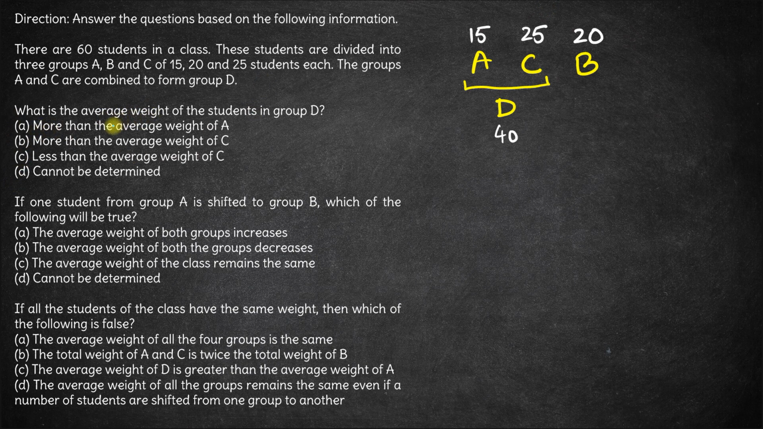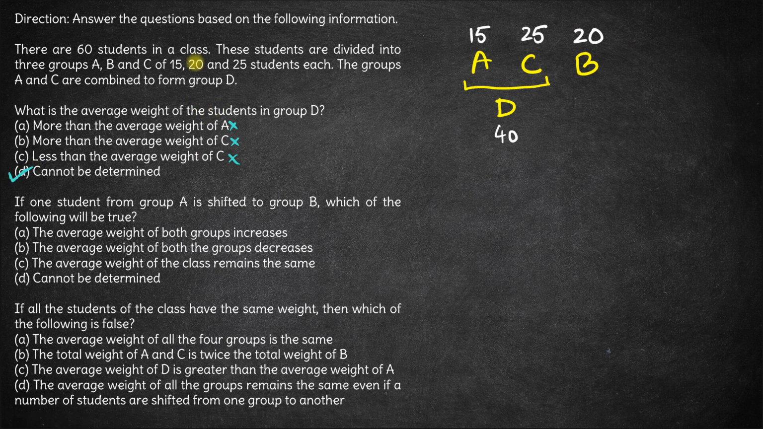First option: is the average of group D more than the average weight of group A? Since nothing is mentioned, how can we know? So we cannot be sure about option A. Option B, more than the average weight of C. Again, since nothing is mentioned about the average weight of A, B, C, nothing can be said for option B as well. Option C, less than the average weight of C. Even this we cannot be sure of. So we cannot be sure of A, B and C. Hence the answer here is option D, cannot be determined.